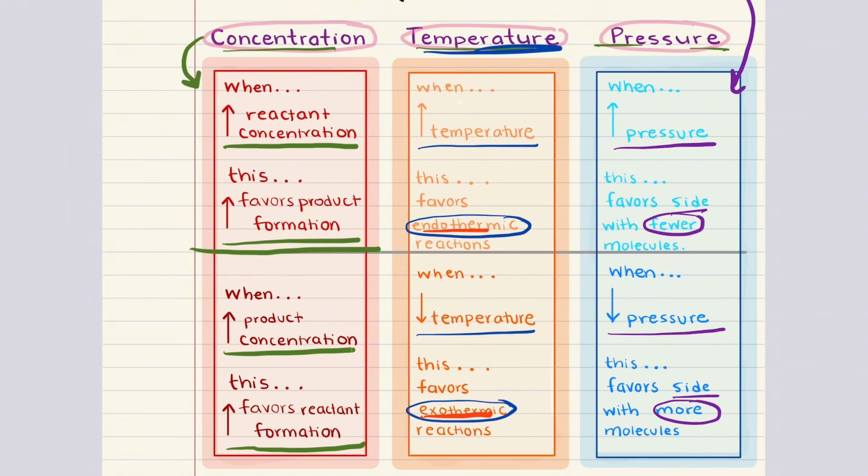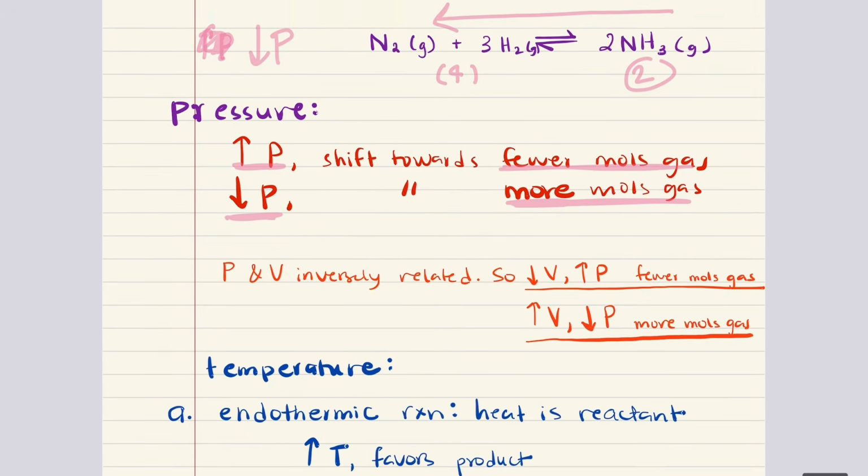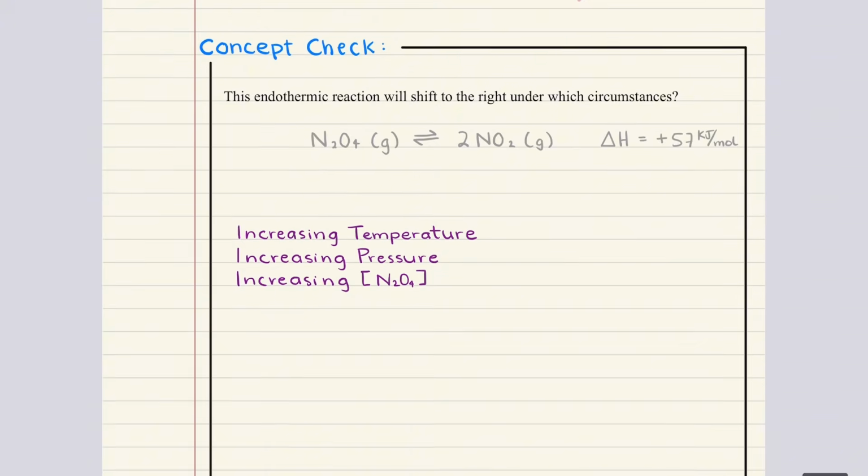Then finally, for pressure and volume changes, the system shifts to produce fewer moles of gas when pressure increases or volume decreases, and it shifts to produce more moles of gas when pressure decreases or volume increases. Let's go ahead and apply this to a practice problem.